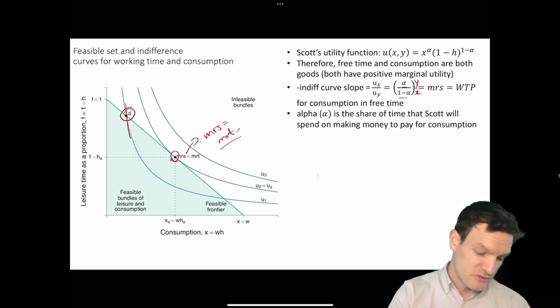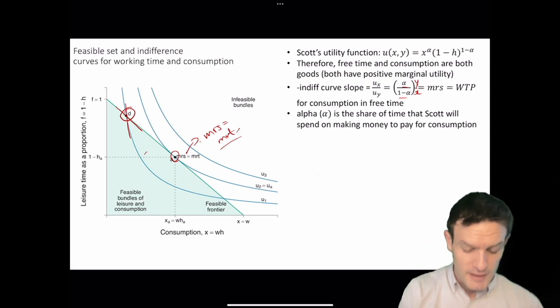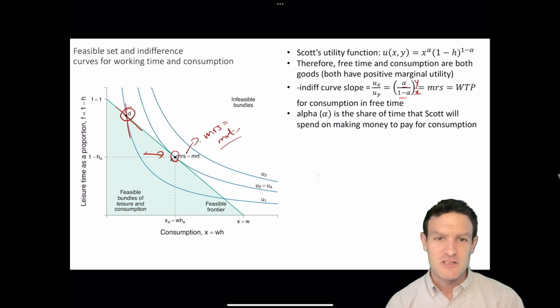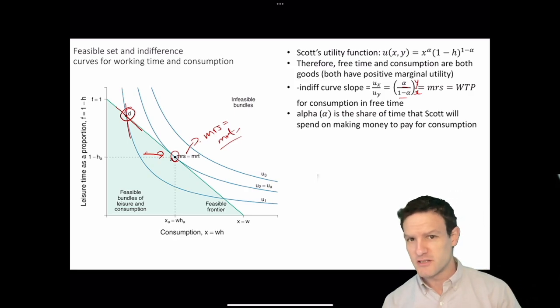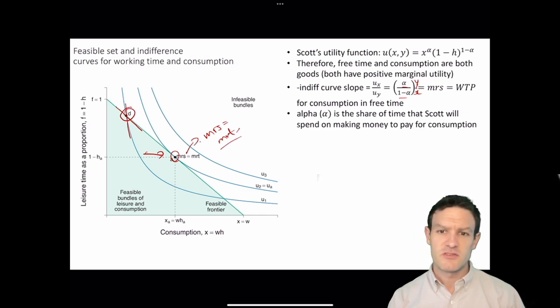And we can tell this by the slopes of the feasible frontier or the budget constraint and the indifference curve. And so what should he do at that point? He should increase his consumption and increase his work hours. He should give up some free time. If he does so, he will move towards the point where MRS equals MRT and he maximizes his utility. And so this is the kind of decision process that Scott goes through in terms of maximizing his utility and finding the point at which the marginal rate of substitution equals the marginal rate of transformation for him in reaching a utility maximum.